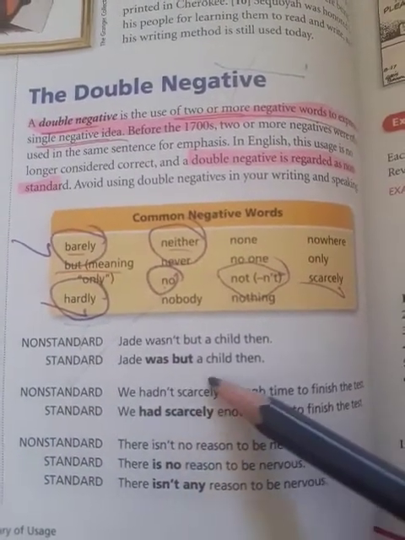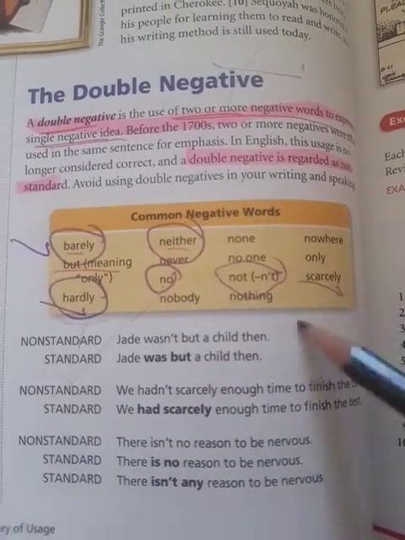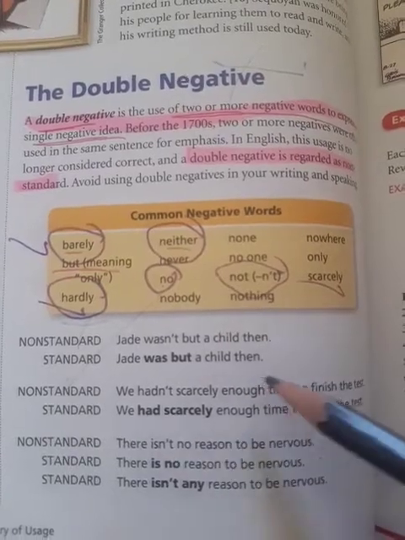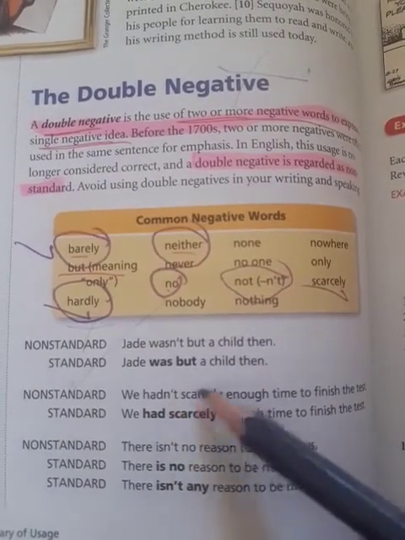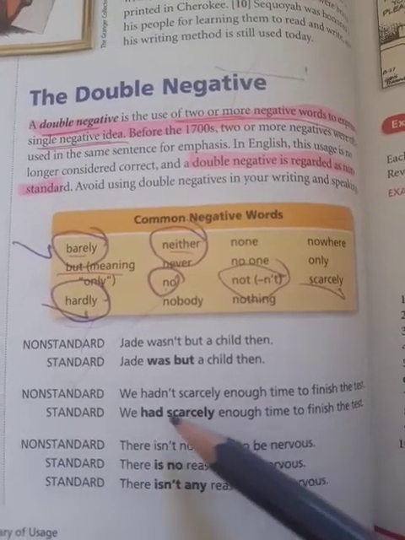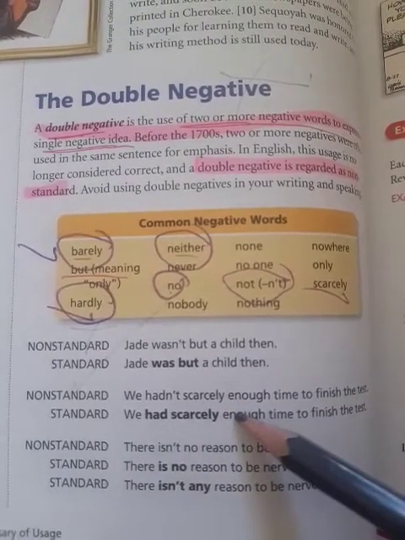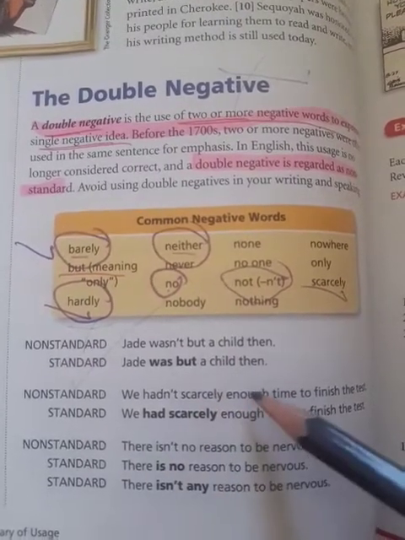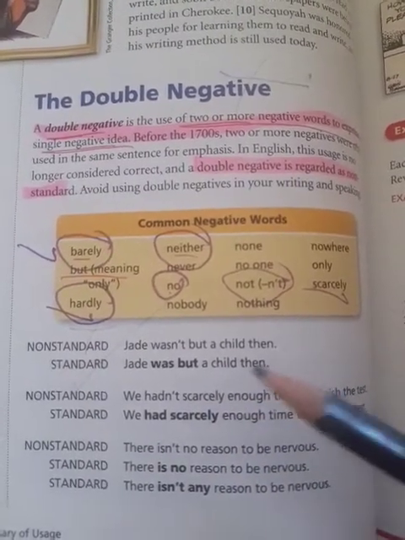We hadn't scarcely. Not is a negative word. Scarcely is a negative word. You have to delete one. You can delete not or you can delete scarcely. So in this case, you can say we had scarcely, or you can cross out scarcely by saying we hadn't enough time.